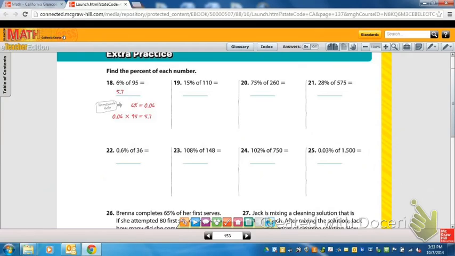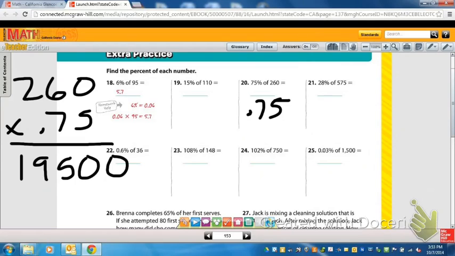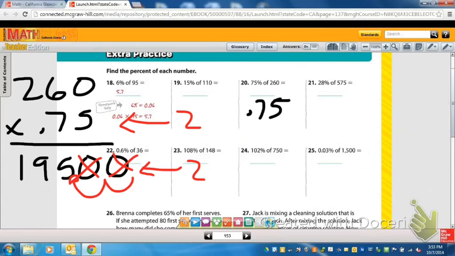So number 20, we're going to change 75% to 0.75. So 260 times 0.75. That comes out to 19,500. But I got 2 places here. So I'll move my decimal 2 places to the left, which would be 195 once I get rid of the zeros. So number 20, my answer is just going to be 195.